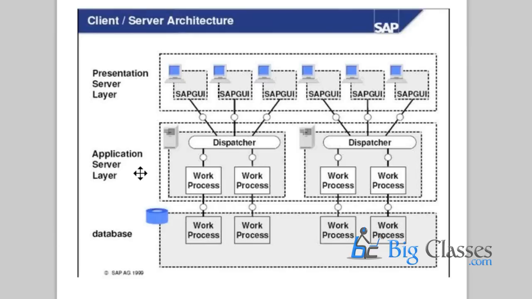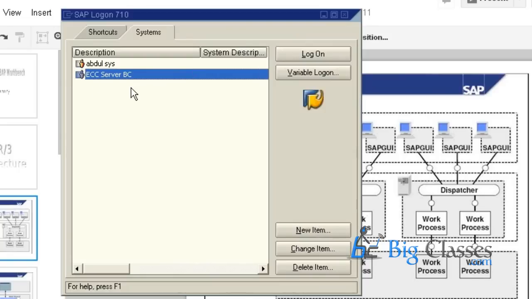The next layer that we have is the application server. This is the heart of the SAP system. This application layer is where all the processing of the SAP system happens. All the data processing logic is executed in the application server. It's not there on my machine. Even I am a client, just accessing this server. This ECC server from BigClasses, we are just accessing it.